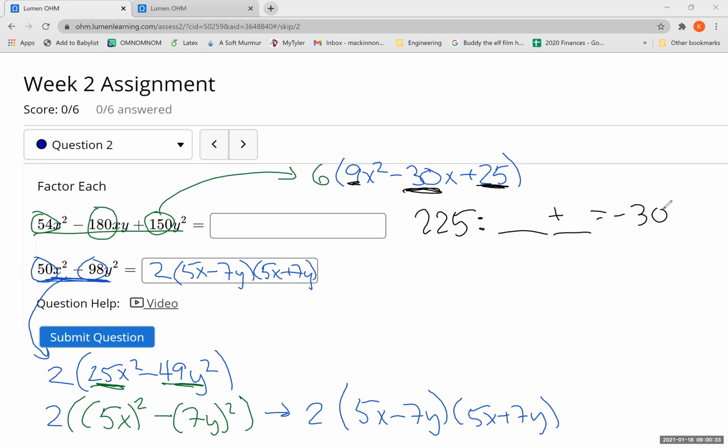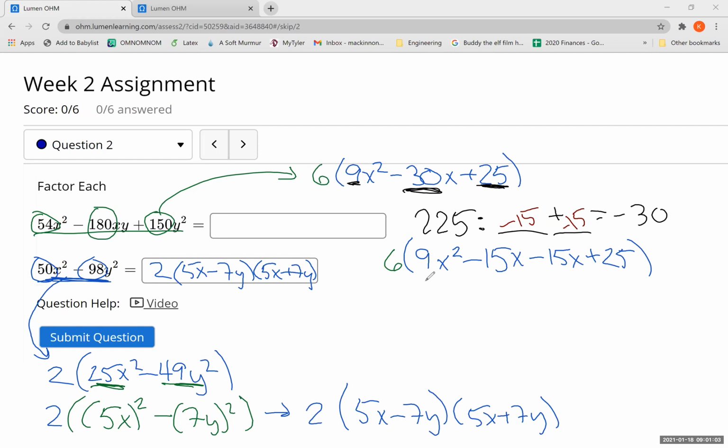Pause the video and start experimenting with these numbers. If you found them, you've gotten negative 15 and negative 15. So now, don't forget your 6. Just get in the habit of writing it every time. I know it sounds kind of dumb, but it's worth doing. So we get 6 times 9x squared minus 15x minus 15x plus 25.